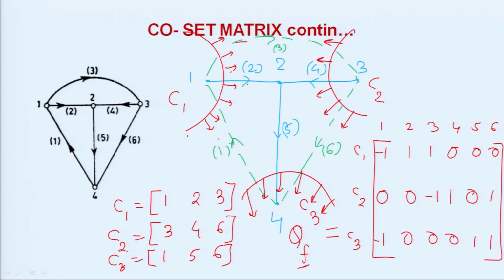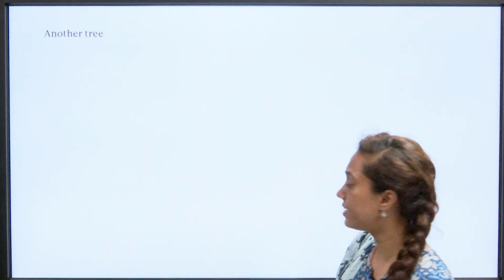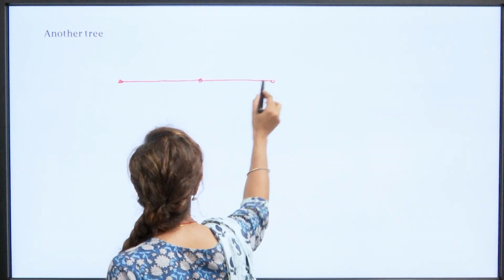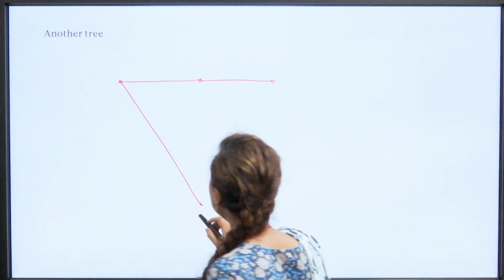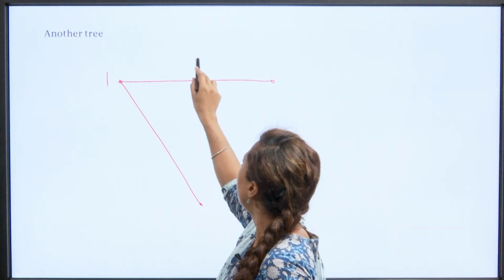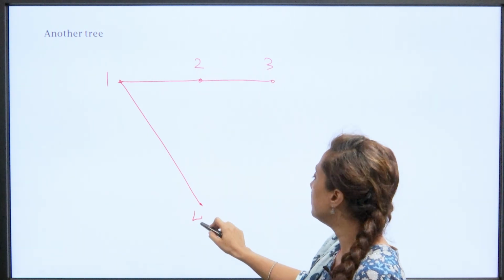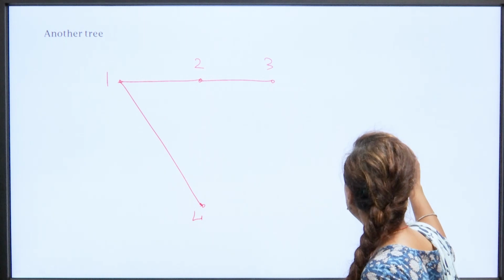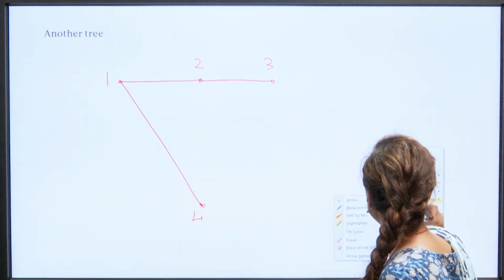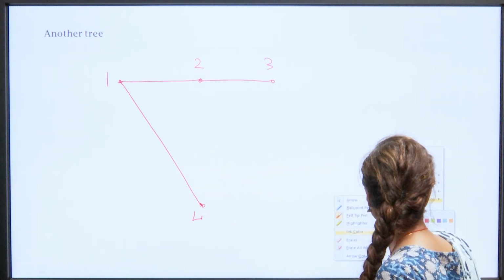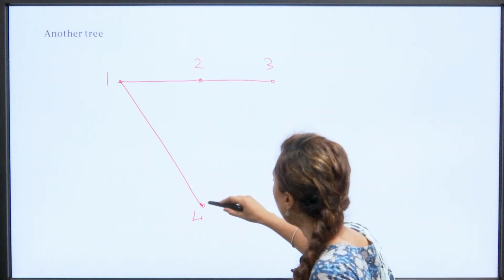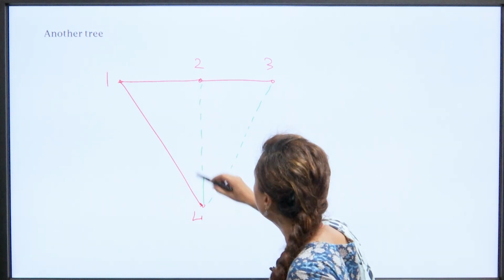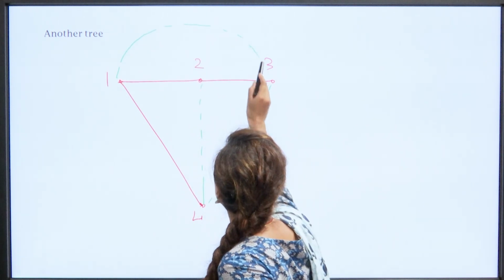As I am taking always this tree, the second tree we can take as this also. 1, 2, 3, all nodes are connected, but no closed loop is there, right? This is another tree. So we will take the example of it for making the cotree. Now we will just draw the cotree with the dotted lines.